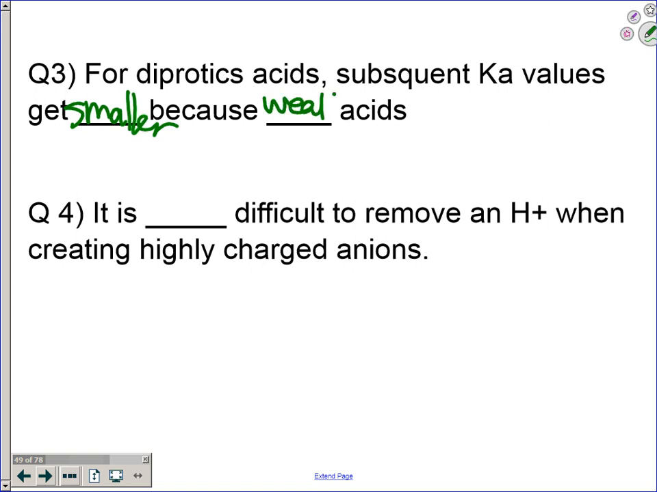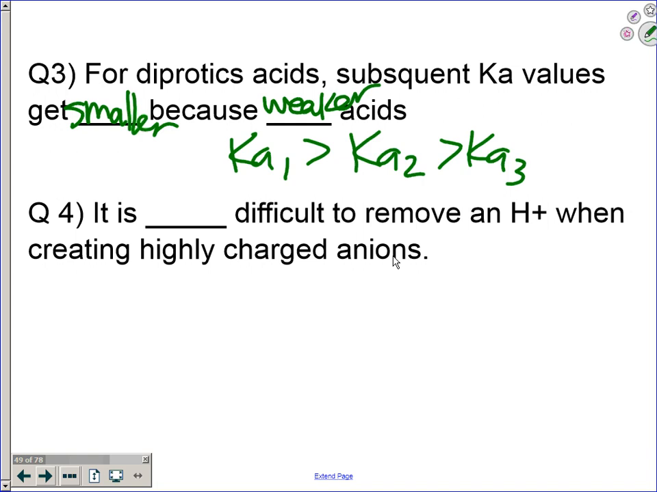Because weaker acids. So your Ka1, which is showing the first deprotonation of a diprotic acid, is larger than Ka2, and if you have a triprotic acid, Ka2 is going to be greater than Ka3. You even see some of those on your tables, Ka1, Ka2, Ka3. A lot of the acids we've been dealing with so far are monoprotic, so they have 1 H+, that's our acidic hydrogen, but some of them like sulfuric acid, phosphoric acid, carbonic acid, and so forth are going to have multiple Ka values.